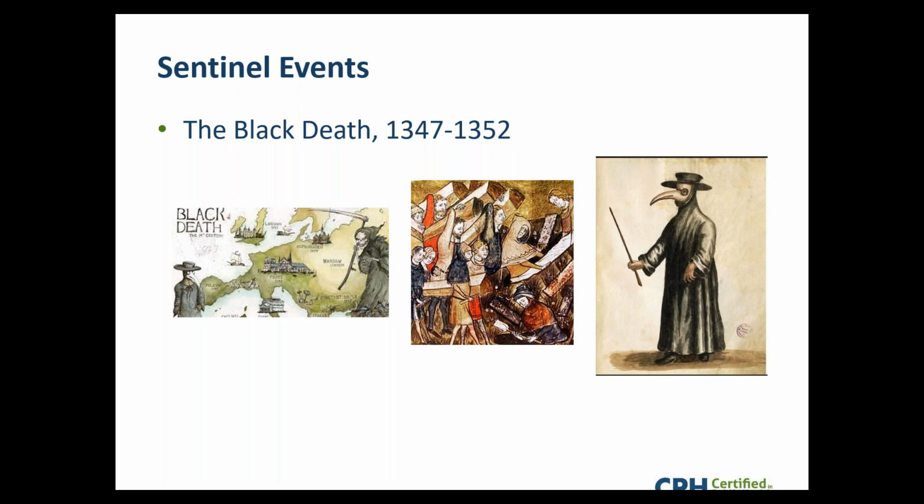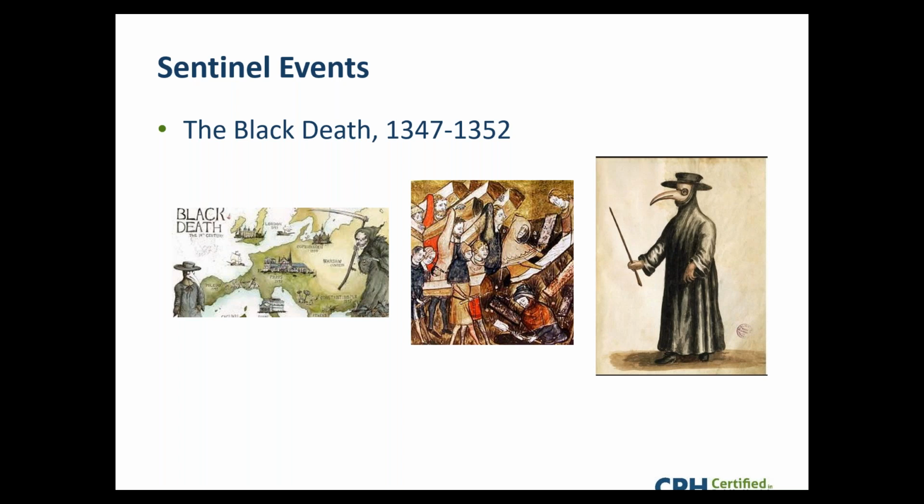Obviously, the Black Death, the plague that probably originated in China, was brought to Europe by traders. Traders, not traitors. But in the 1300s, it just wreaked havoc across Europe. Estimates are that more than half of the population of Europe died as a result of the Black Death.